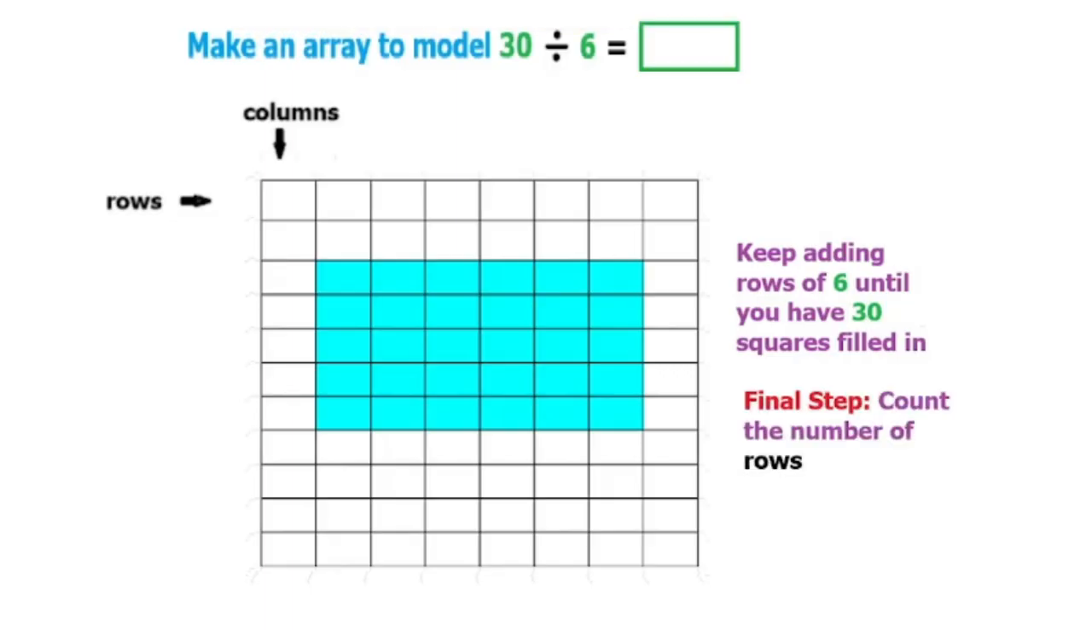So now the final step is to count the number of rows. So we have 1, 2, 3, 4, 5. 5 rows. So the answer to this is 5. 30 divided by 6 equals 5.